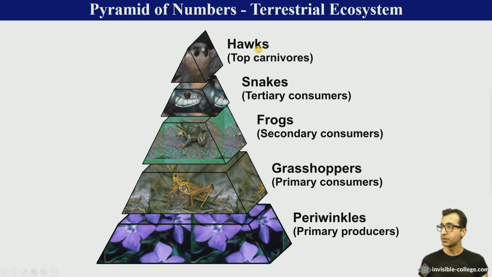So here's an example that we saw before. The food chain that we saw before can be represented in terms of a pyramid of numbers here, because there are vast numbers of periwinkles that feed a relatively lower population of grasshoppers. Those grasshoppers will feed a smaller population of frogs, because each frog, to sustain itself, needs to eat multiple grasshoppers. In turn, each snake needs to eat multiple frogs, and so the number of organisms at this trophic level would be less, and the top carnivores will always have the fewest number of organisms at any trophic level.